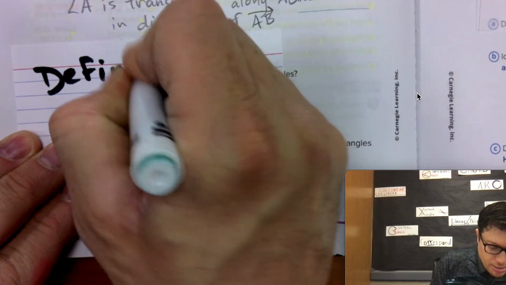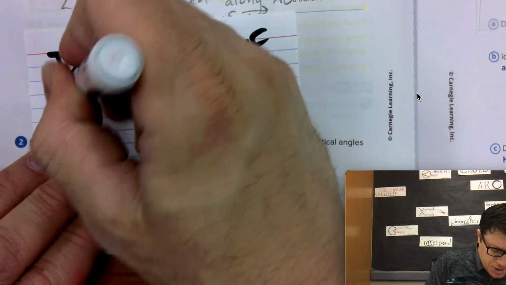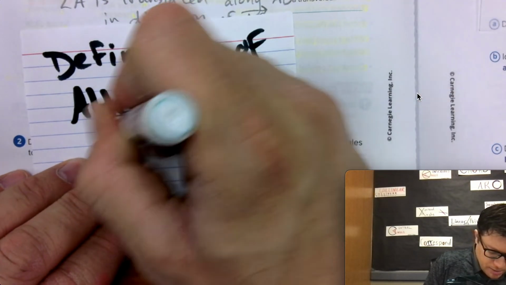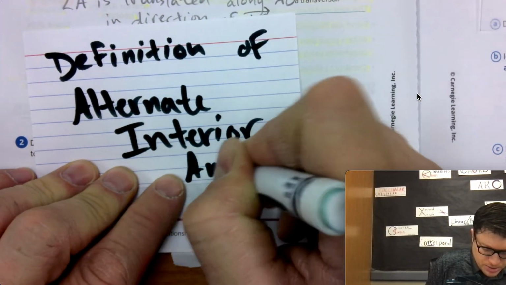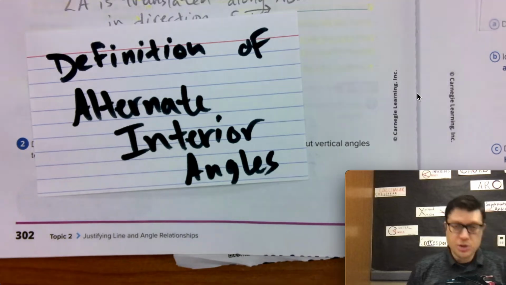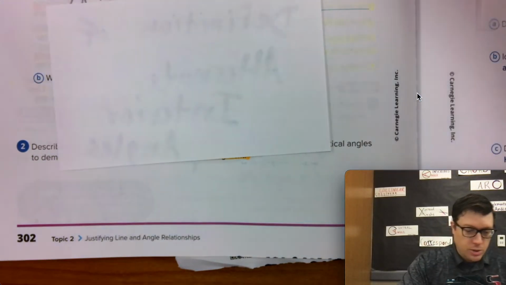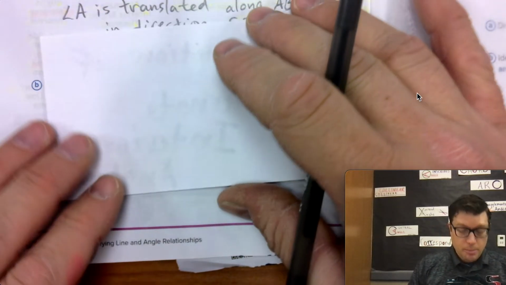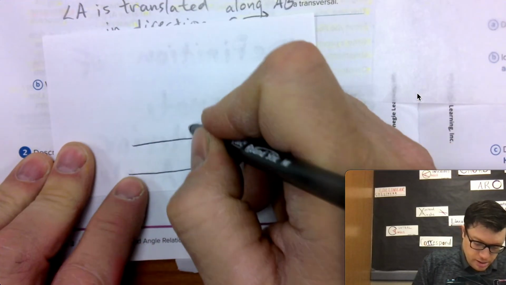Definition of alternate interior angles. You should have a note card for this one as well, and we'll put some information on the back. So on the back of this one, I'm going to put the picture of parallel lines being crossed by a transversal. And so there we go.